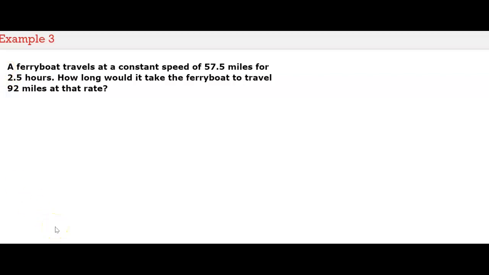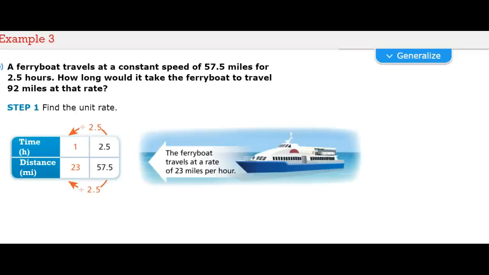A ferry boat travels at a constant speed of 57.5 miles for 2.5 hours. How long would it take the ferry boat to travel 92 miles at that rate? Step 1 is to find the unit rate. So you divide the distance and the time by 2.5. And we get 23 miles per hour.